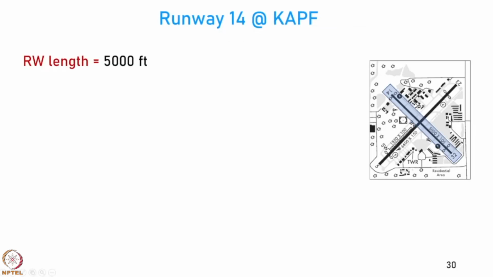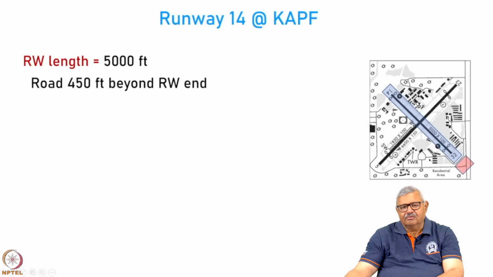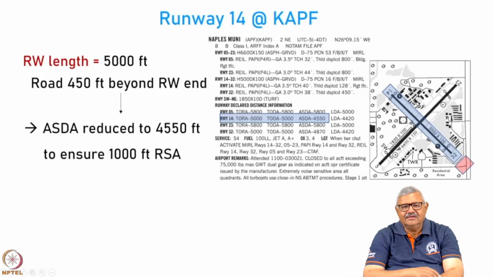The runway length available is 5000 feet, that means the constructed length of the runway is 5000 feet and 100 feet wide, as we can see in the image. However, there is a road located 450 feet beyond the runway end. Now, we need 1000 feet there, but we have only 450 feet. So, what has been done is that the ASDA has been reduced to 4550 feet to accommodate the 450 feet plus the 550 feet required. So, ASDA has been reduced.